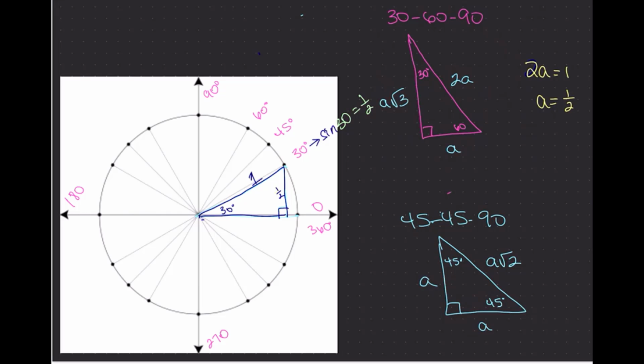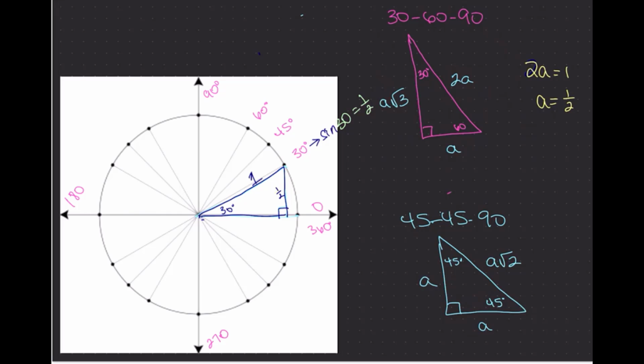Right. And then last week, we actually put it into our calculator, right? You guys all got your calculators? And if you put in, as long as you're in degree mode, sine of 30, guess what you get? You get half, right?